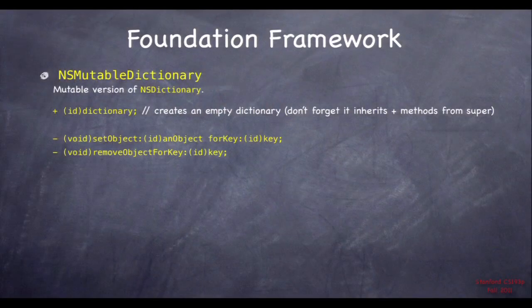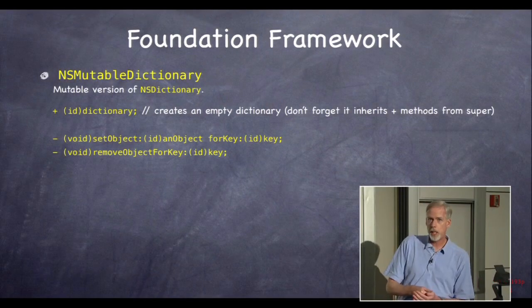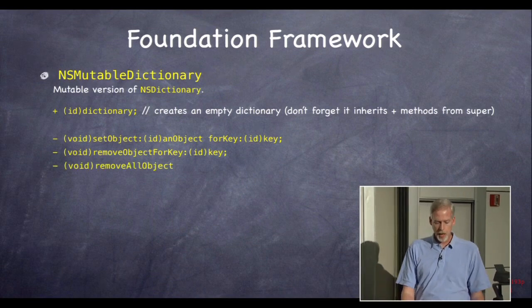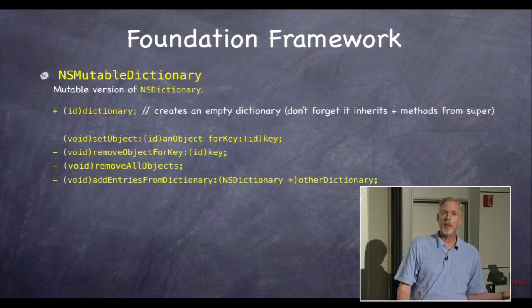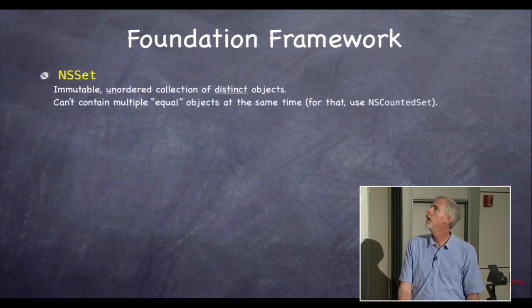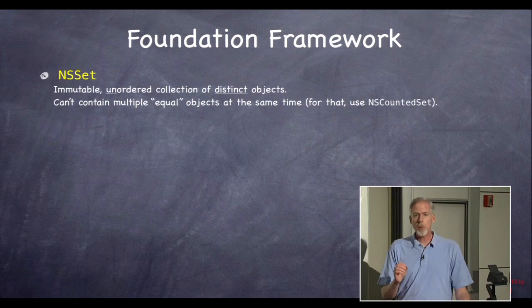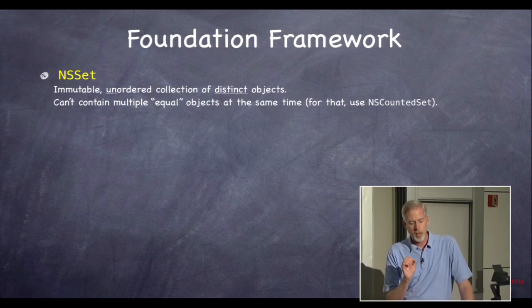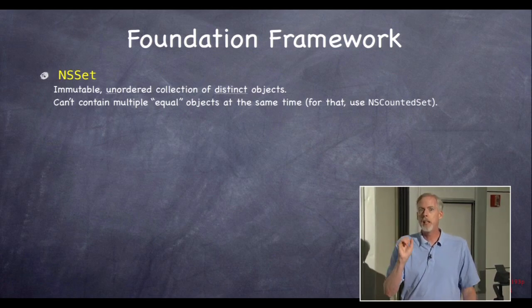NSMutableDictionary, if you create it with dictionary, adds the two methods setObject forKey and removeObjectForKey, as you would expect. You can remove all the objects. If you have another dictionary, immutable or not, you can add all the entries into it, exactly as you would expect. NSSet is an immutable, unordered collection of distinct objects.